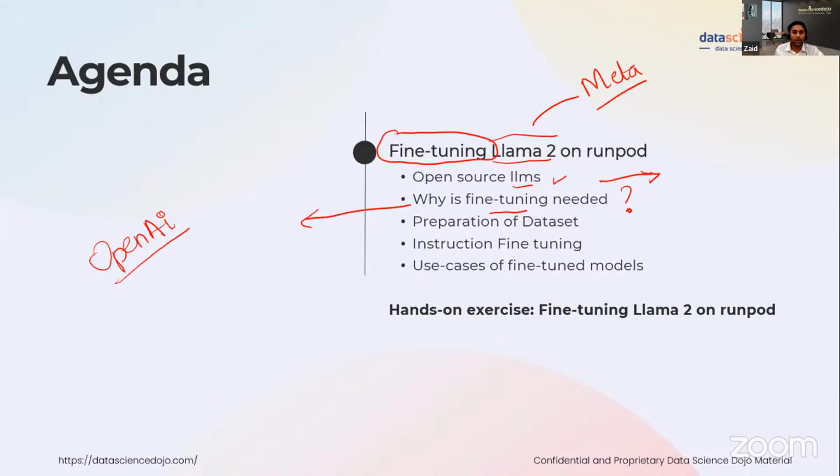Then we'll talk about how we can prepare our data set for different open source large language models. Then we'll discuss a specific use case of fine-tuning, instruction fine-tuning, and how it is different from supervised and unsupervised fine-tuning. After all of this, we'll go through the use cases of fine-tuned models, what we can do after fine-tuning an open source model, and how we can utilize that model in production. After this theoretical discussion, we'll go to a hands-on exercise on fine-tuning Llama 2 on RunPod.